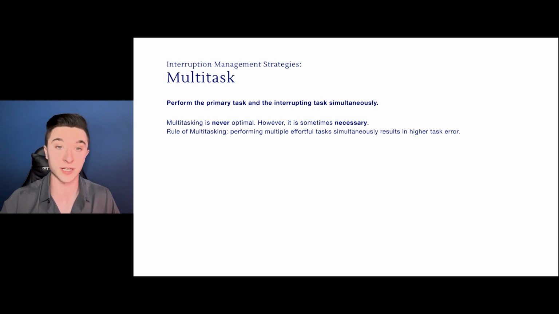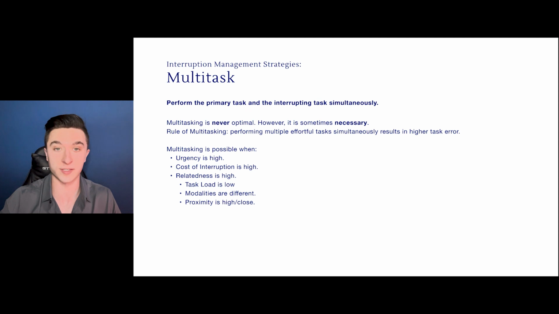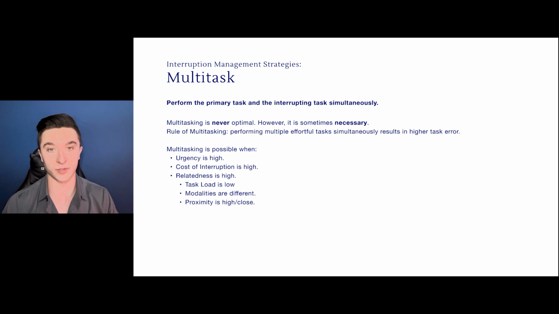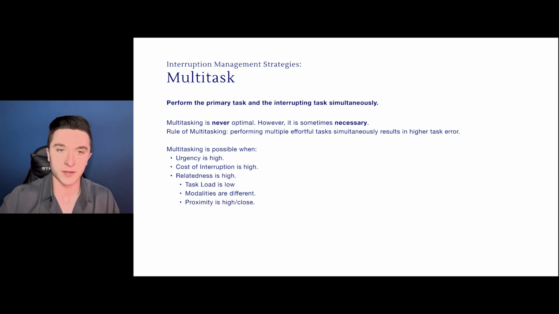Conditions that are appropriate for multitasking are when the interruption urgency is high, the cost of interruption is high, and relatedness is high. Everything is high. So going back to our rules of relatedness, the task load needs to be low, the task modality cannot be the same, and the task proximity needs to be close in order for multitasking to even be possible in the first place. So even if multitasking is possible as per our rules of relatedness, it's only optimal when the interruption urgency is high and the cost is also high. If one of these values is low or both of them, then multitasking is not your best option, even if it's possible.